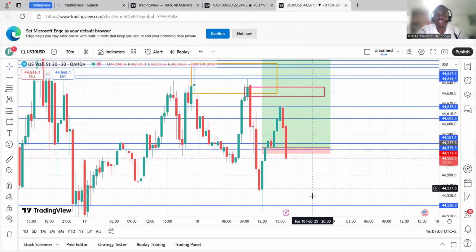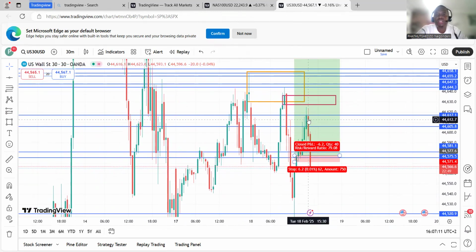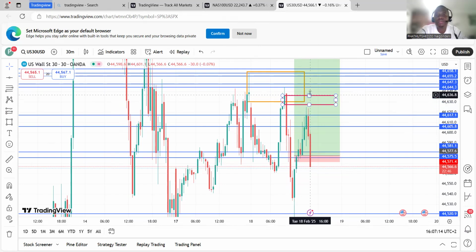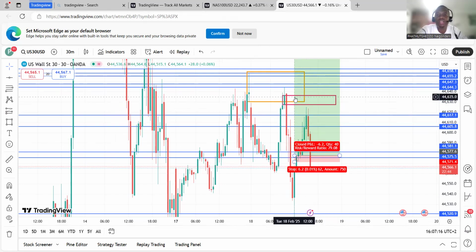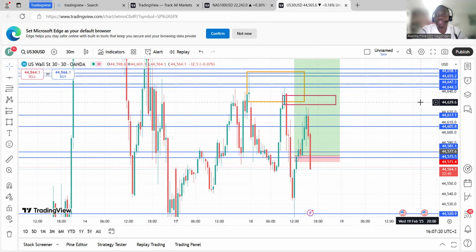And like I said, guys, we are still within the selling territories, unless they take out this high here, which is 44644.3.